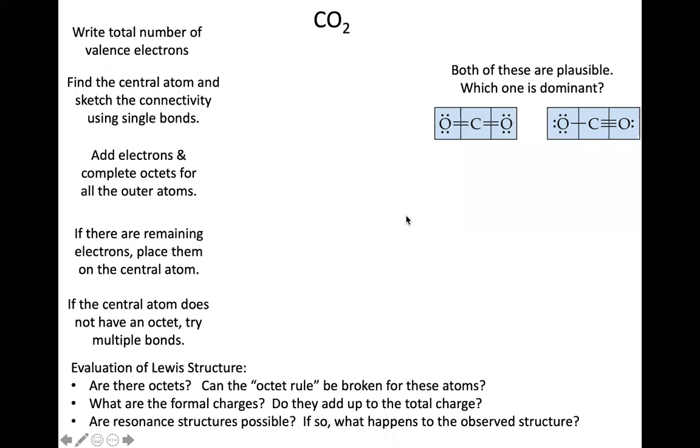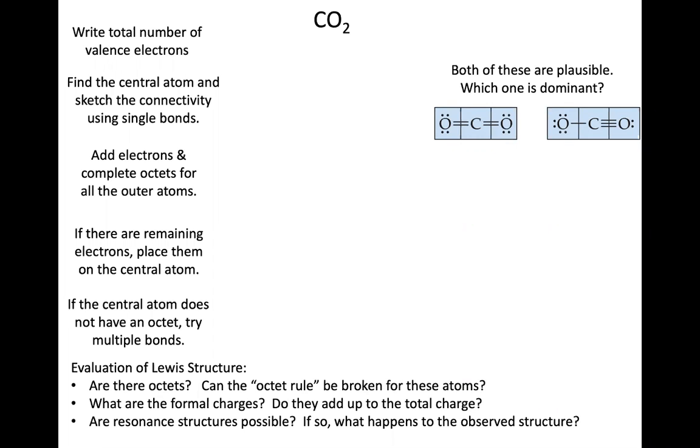As far as when do we begin to care about formal charges? Well, look at this example right here. Let's say we're trying to draw the Lewis structure for CO2. If we followed our plan as we went through, both of these are plausible. And when I say both of these are plausible, these are both completely consistent with the octet rule.